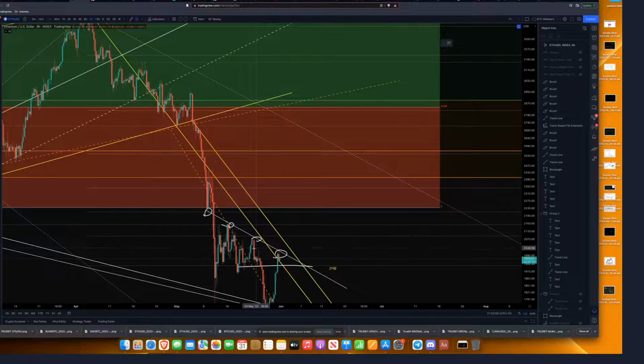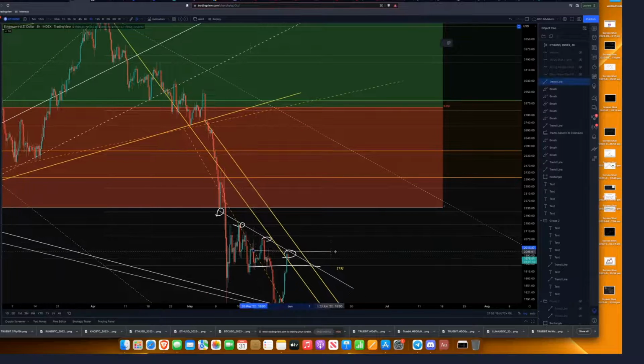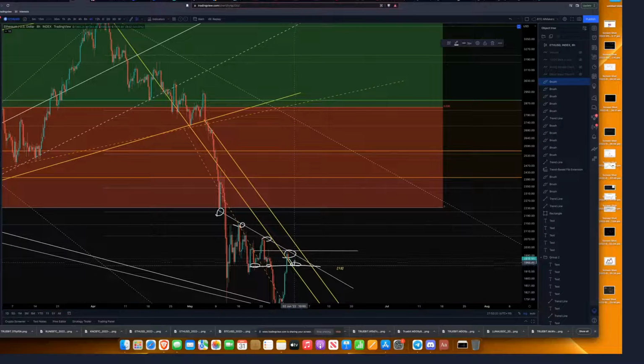We've got two levels here. We have that flat level, and we have this trend line. So if we were to come down, and you can see this is support, that would be a nice area to buy, depending on what Bitcoin does, as long as it doesn't drop that key level.